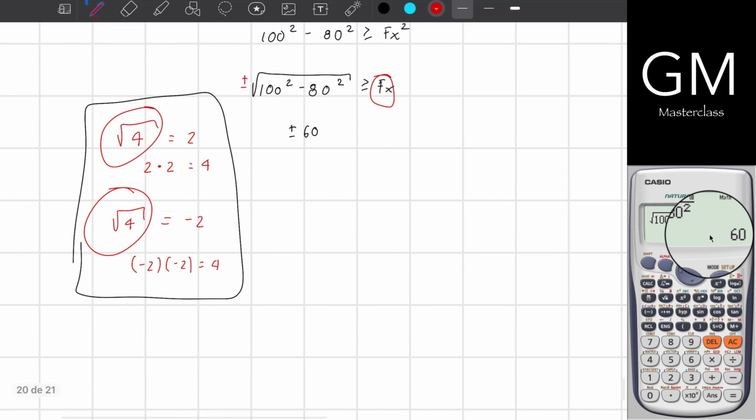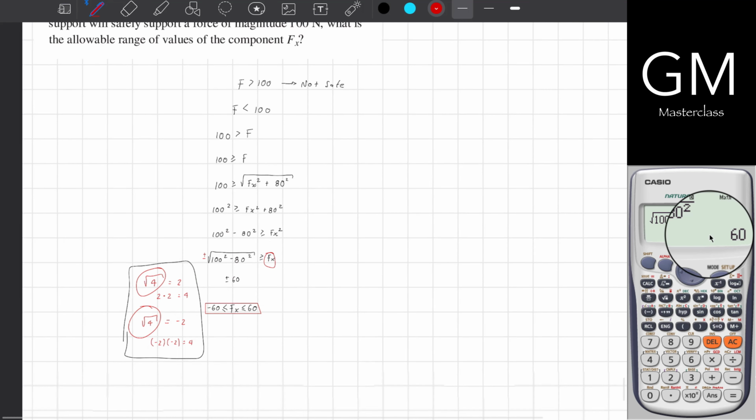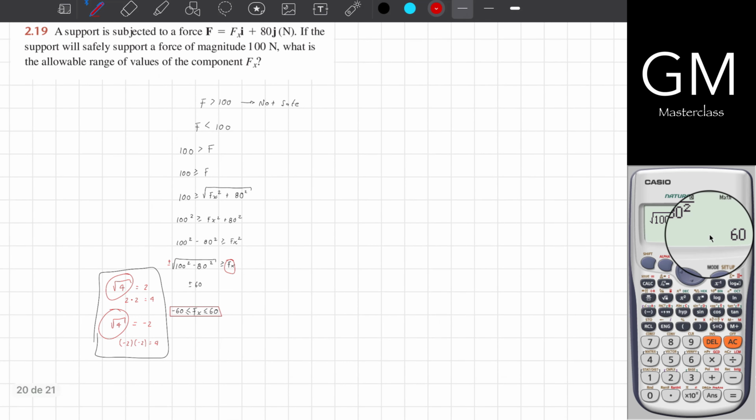All right, so Fx must be greater or equal to minus 60, but it must be less or equal to 60. All right, and right here guys we have our final answer, and this is how you can solve this exercise, taking into account just a little bit of knowledge of square roots, and well, actually all you have to do is to take this into account correctly.